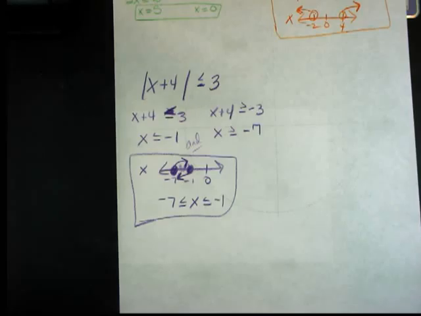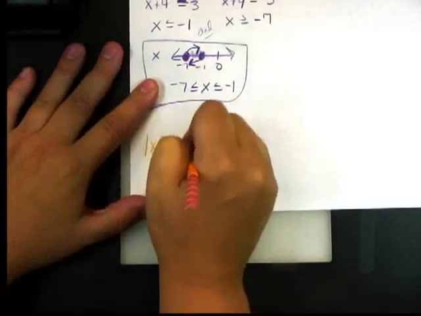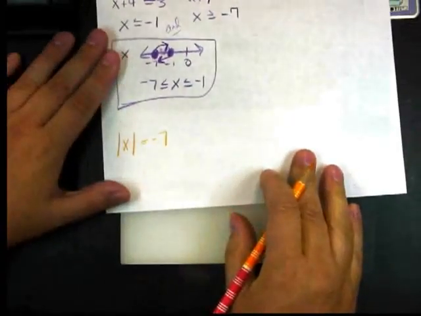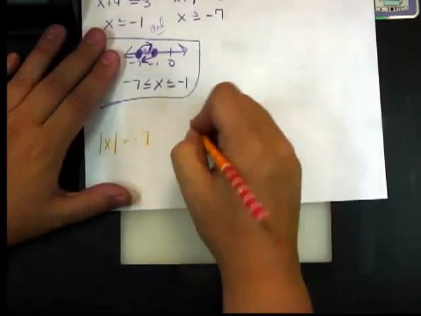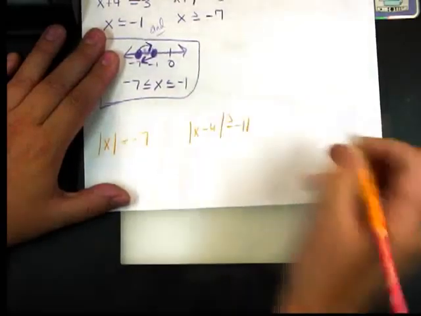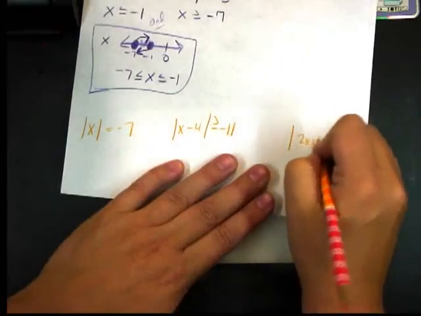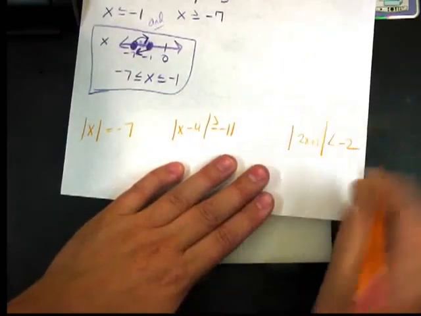All right, let's look at a couple specials. And these are what we would consider special. I'm going to write them all up here. So the absolute value of x is -7. The absolute value of x minus 4 is greater than or equal to -11. And the absolute value of 2x plus 1 is greater than -2.